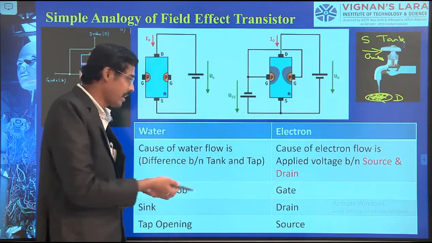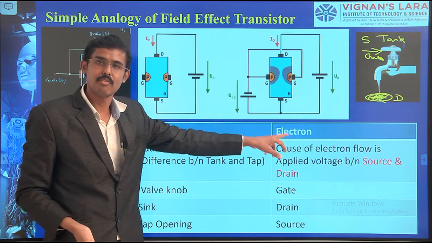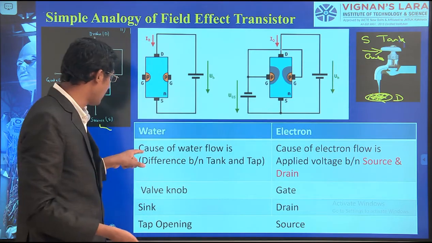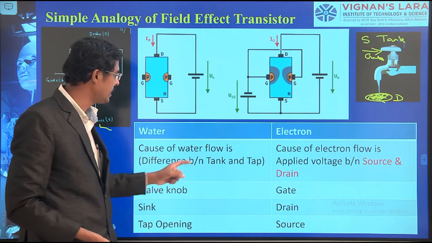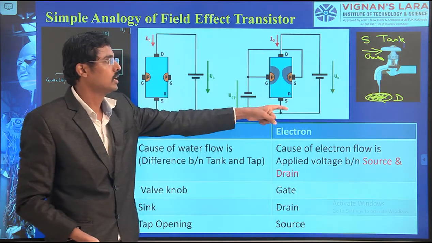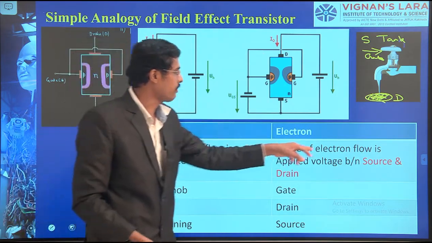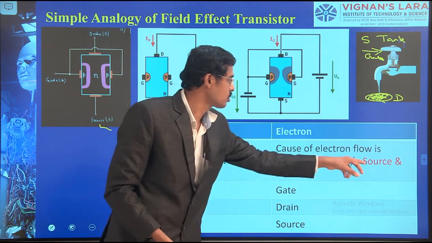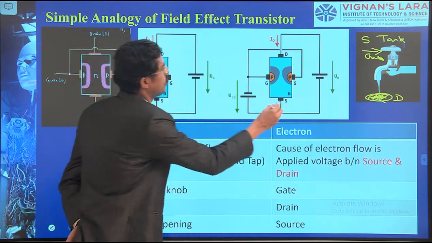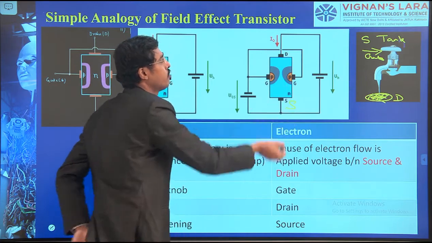Now I am just comparing here. The cause of water flow is the difference between the tank and the tap, from the tank to the tap through the pipe. The cause of electron flow is the applied voltage between source and drain. We are applying the voltage from here to here, here to here. Therefore, the flow takes place.